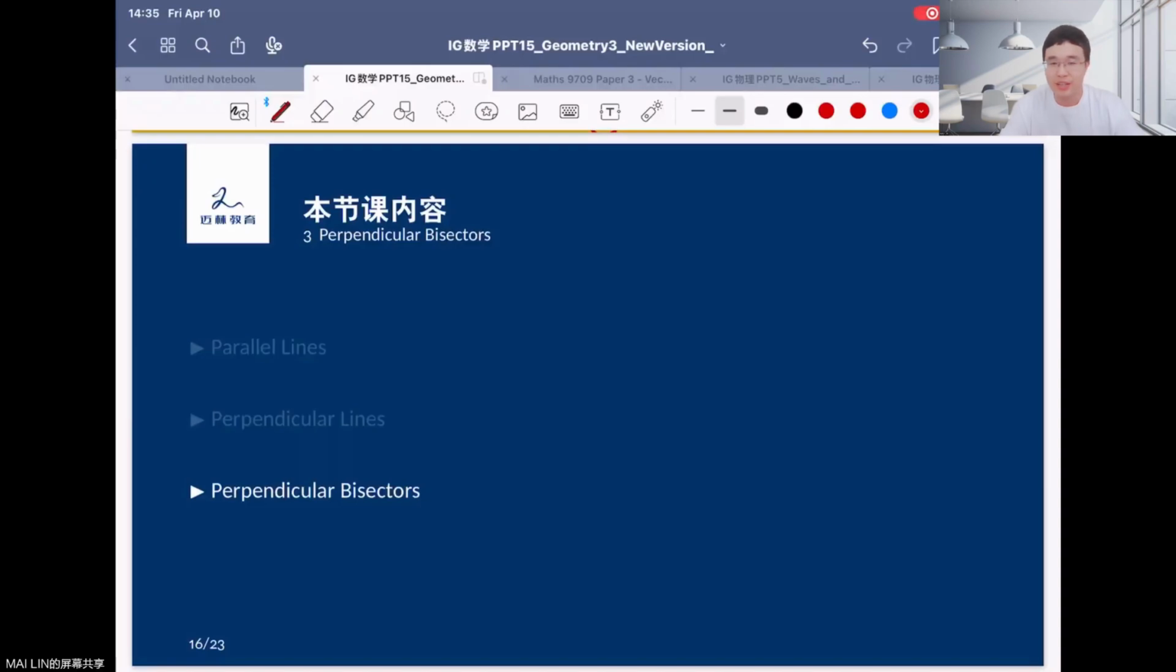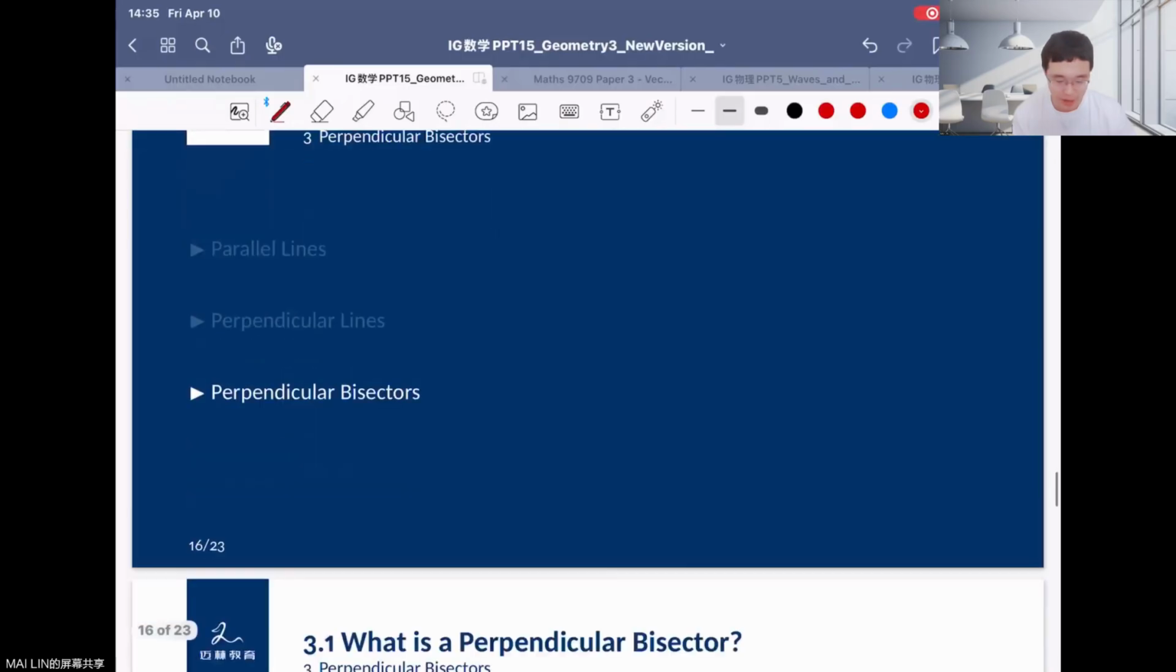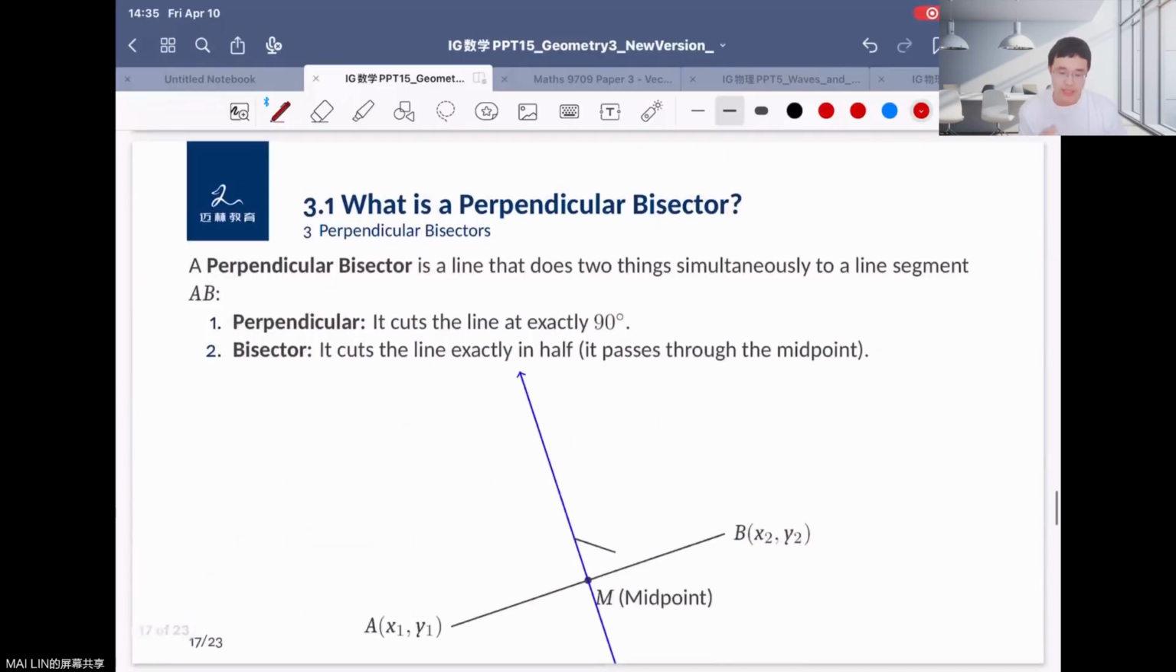Okay, hello guys. Today our topic is about perpendicular bisectors, okay? So let's move into the first part of it. Okay, so what is a perpendicular bisector?